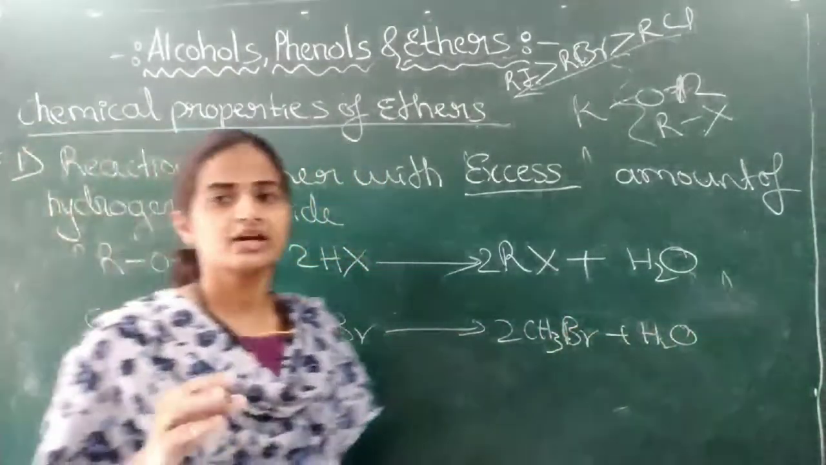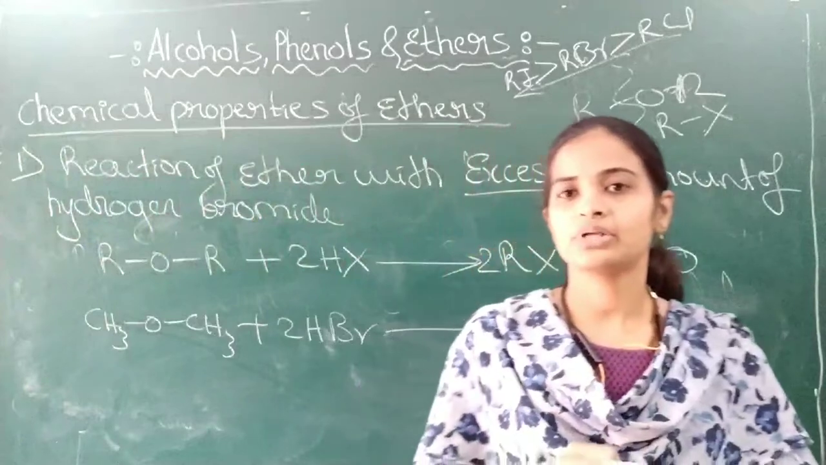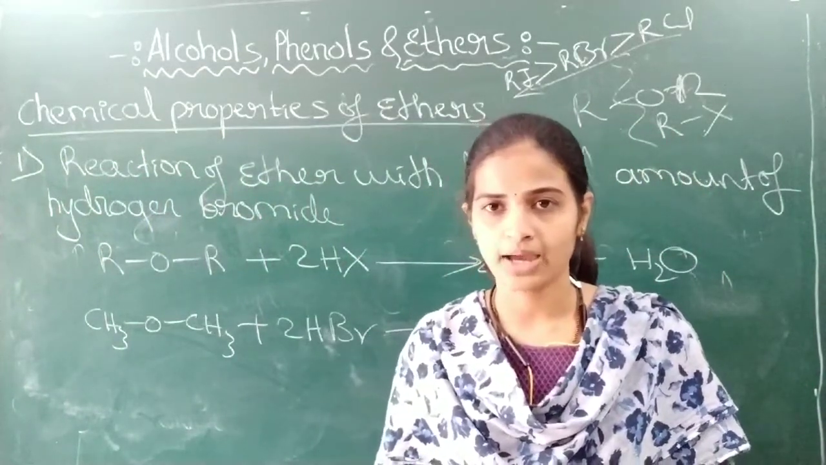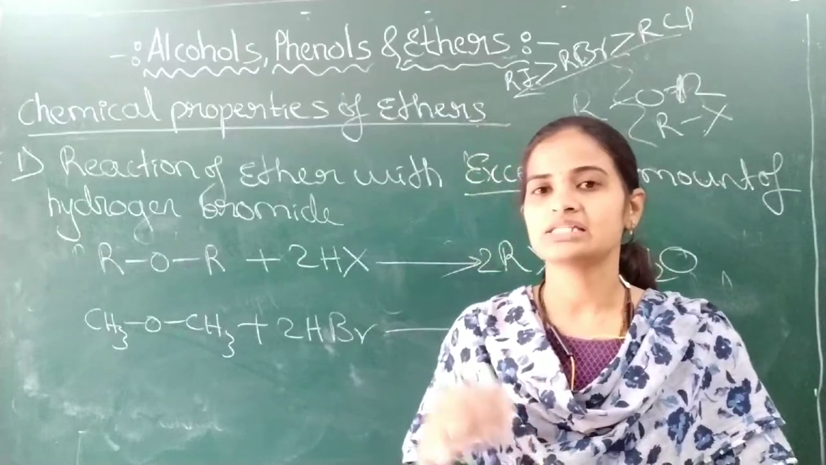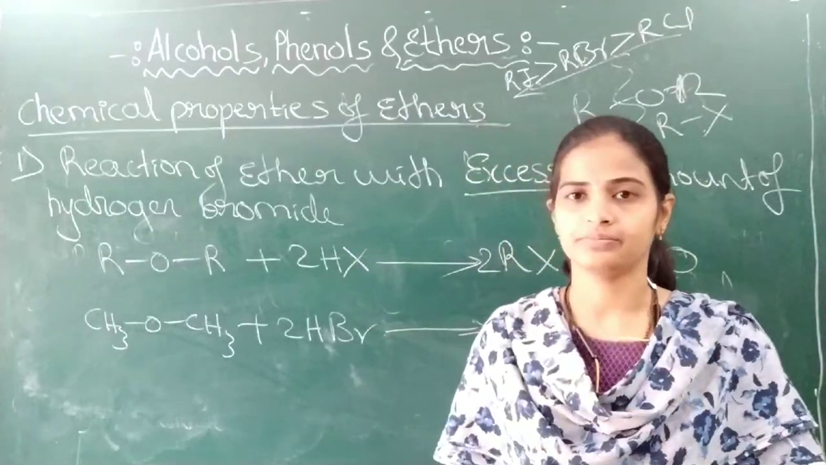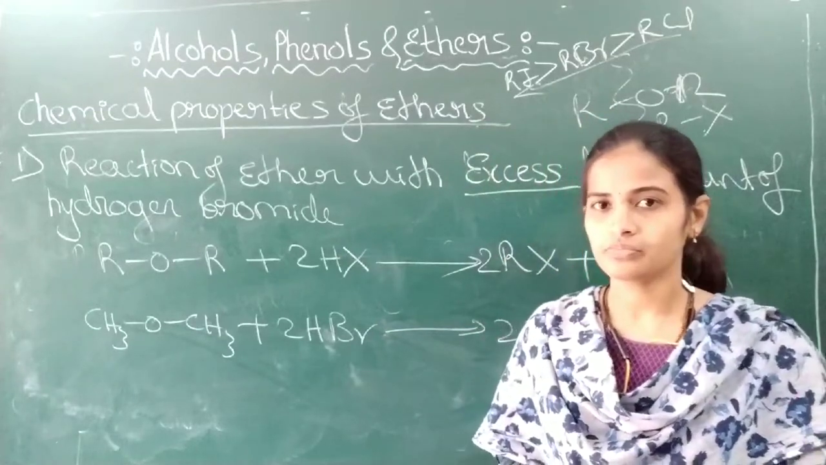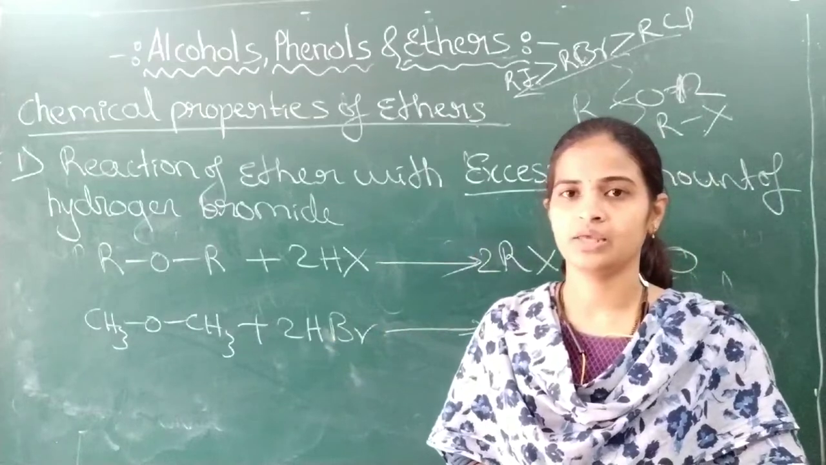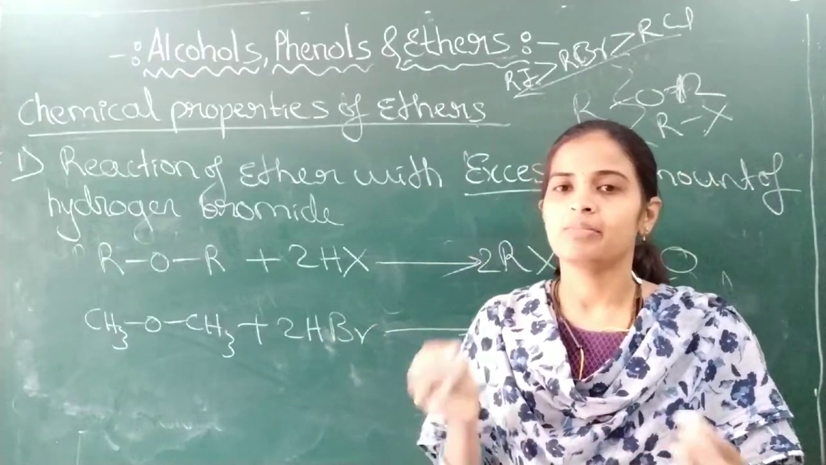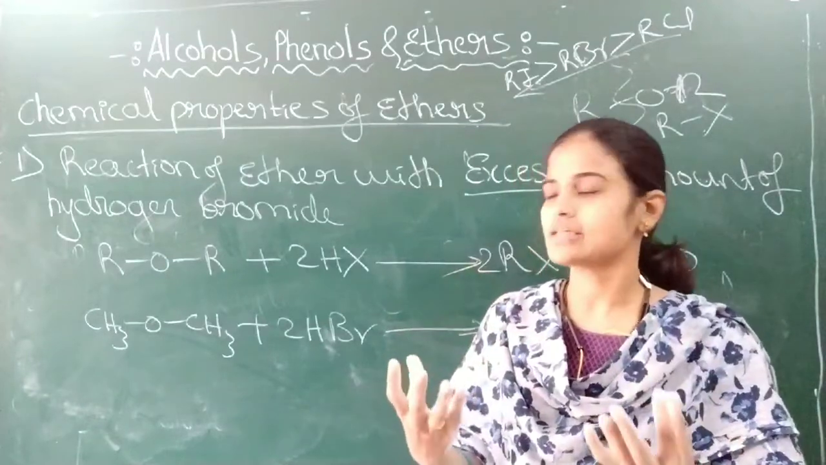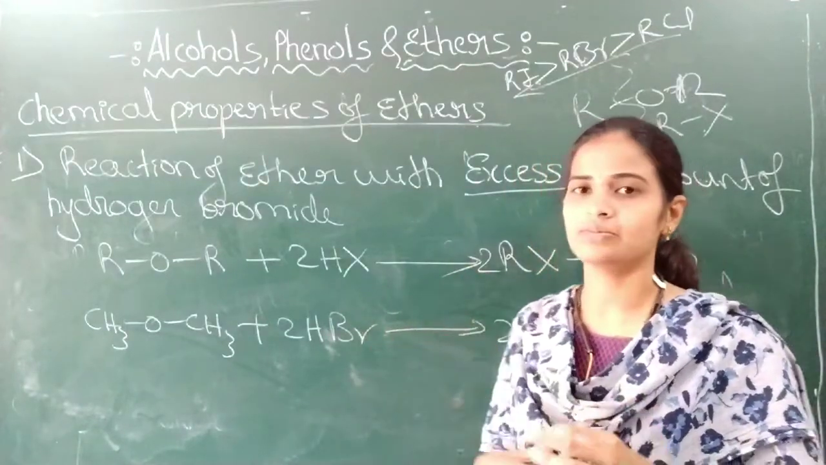Remember, this reaction is important. What happens when ether is treated with a limited supply of hydrogen bromide? What happens when ether is treated with an excess of hydrogen bromide? Products are different. Understood? You have to concentrate on such points. Limited supply, a mixture of alcohol and alkyl halide is formed. Excess supply, only alkyl halide is formed.